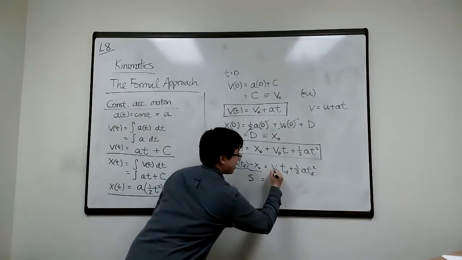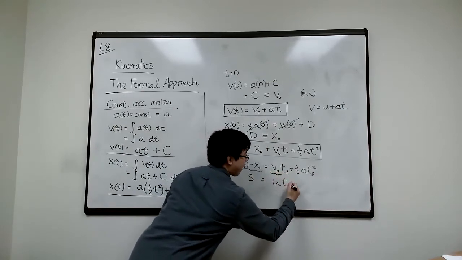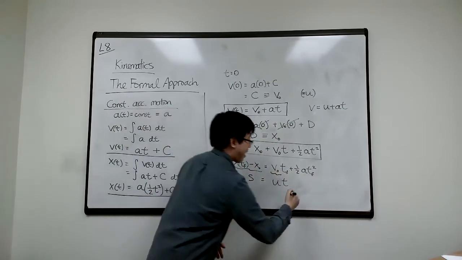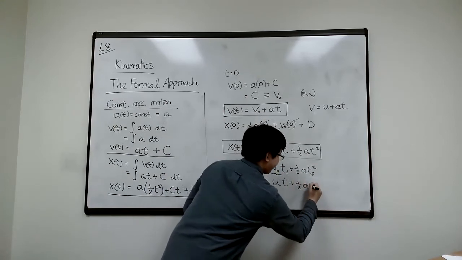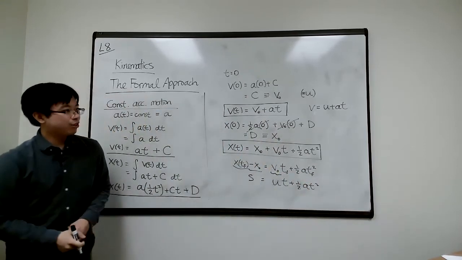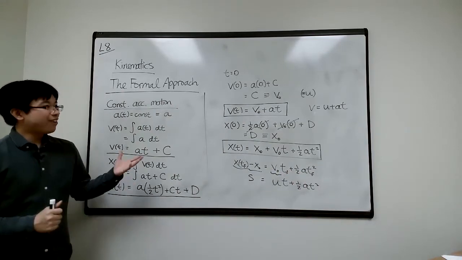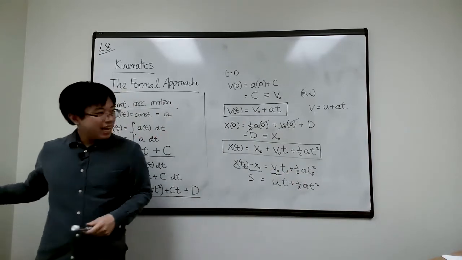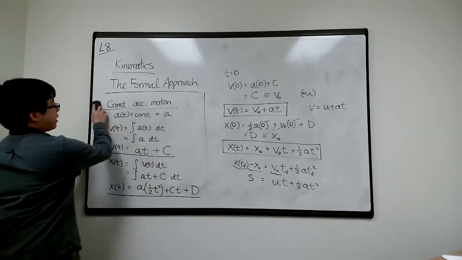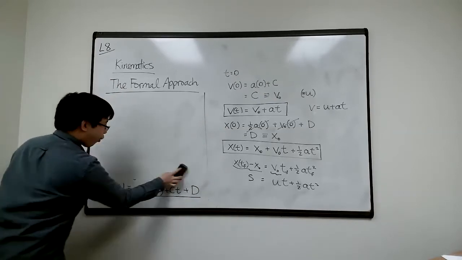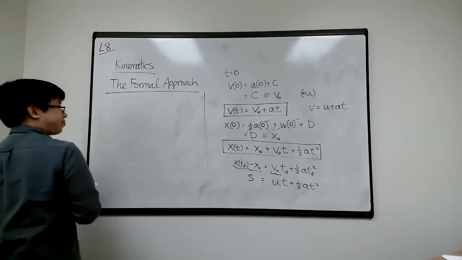So we have s, this is what we call u, and t is just the final time in our equation. And we have s equals ut plus 1/2 at squared, the one that we use a lot. So as you can see, these are the two formal kinematics equations.